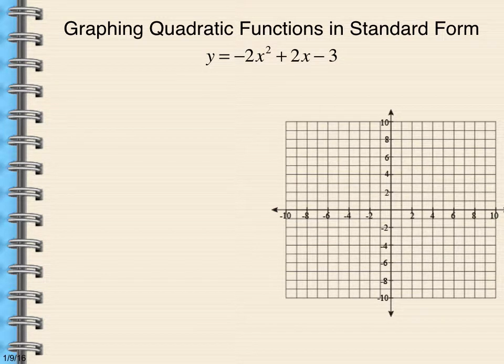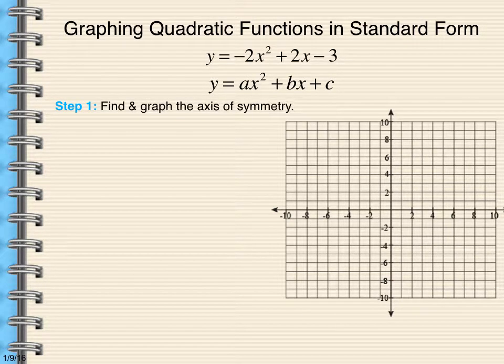In this example, we have a quadratic function whose equation is given in standard form. And we're asked to graph this function. So the first step is we can find and graph the axis of symmetry.